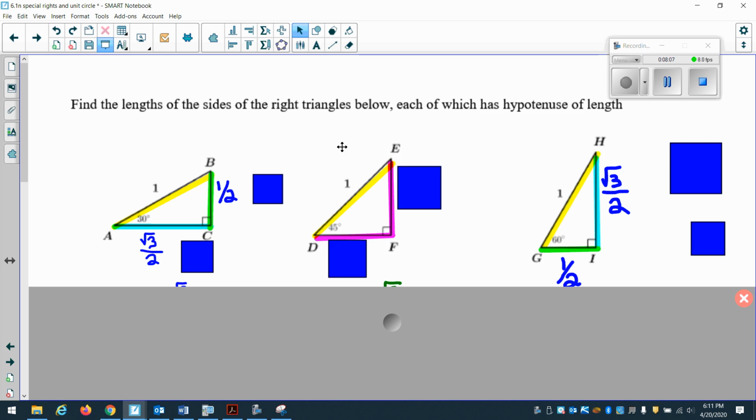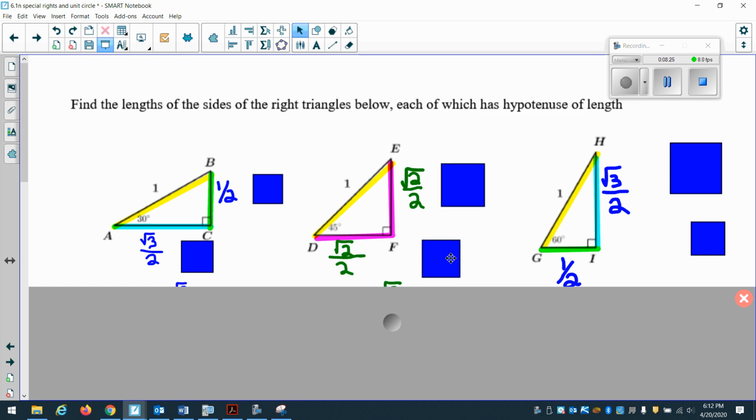Okay. Now 45, 45, 90 should be the easiest one because both side lengths are going to be the same. So we know that hypotenuse is equal to a root 2. So you divide it by root 2, multiply top and bottom by root 2, and you will end up with root 2 over 2 for both side lengths.